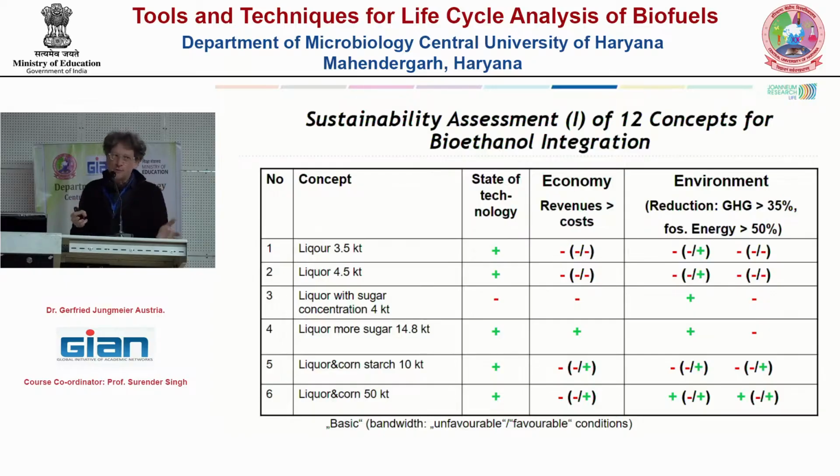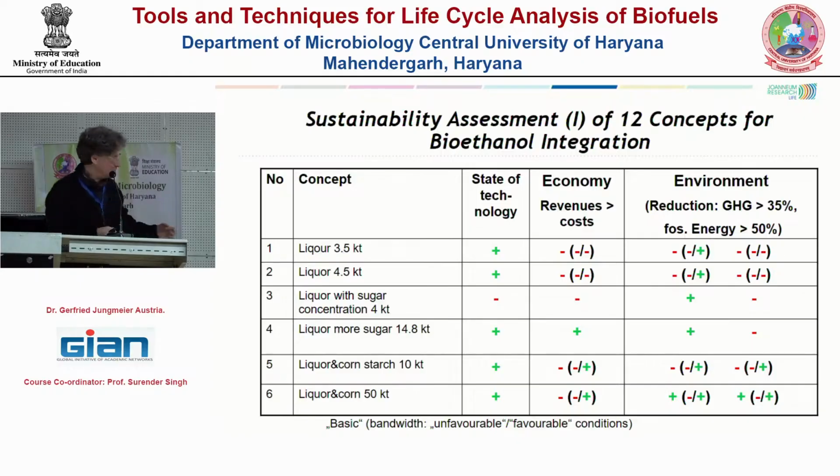This is not surprising, because in many LCA studies, as you start to compare with something and you want to compare different processes, you soon end up with several systems that somehow seem to be of interest. So at least we have these 12 concepts, and we put a value on state of technology, on the economy, and on the environment. And there are smaller plants and bigger plants.